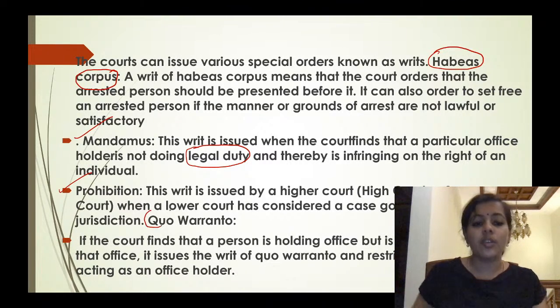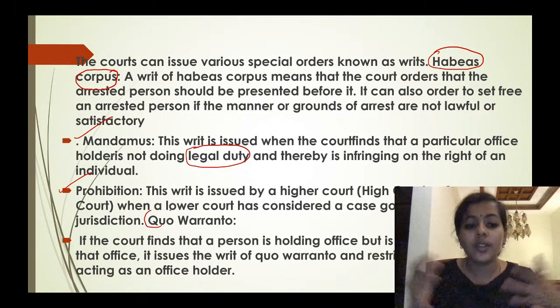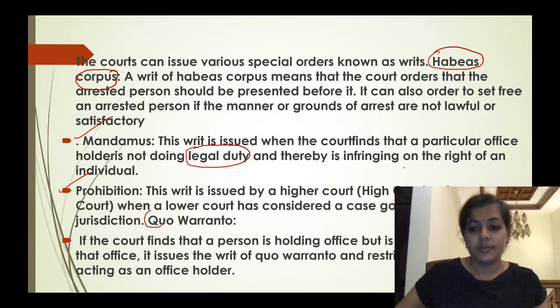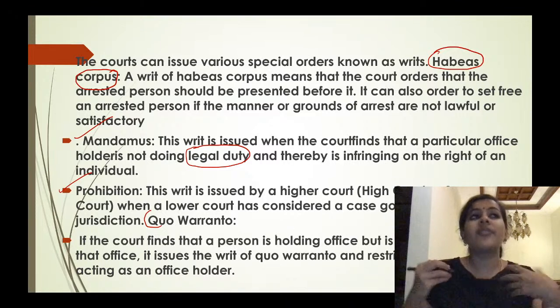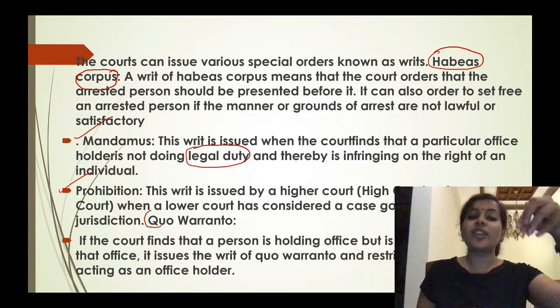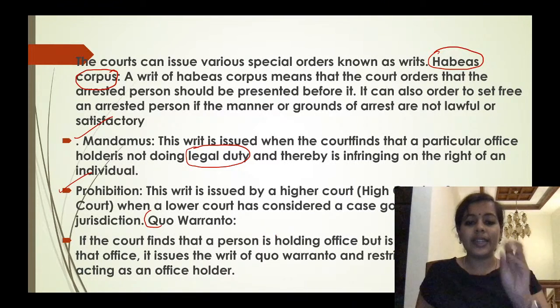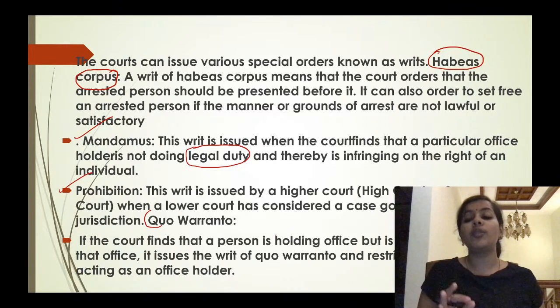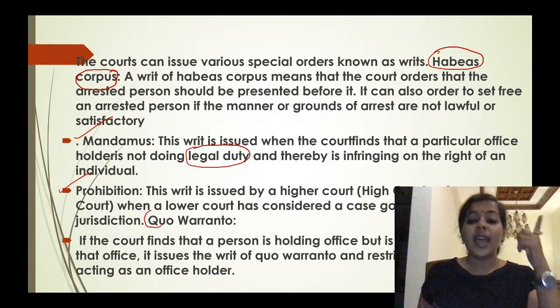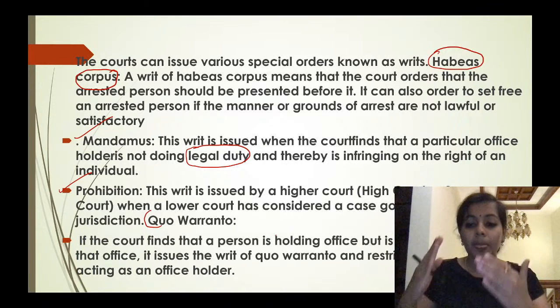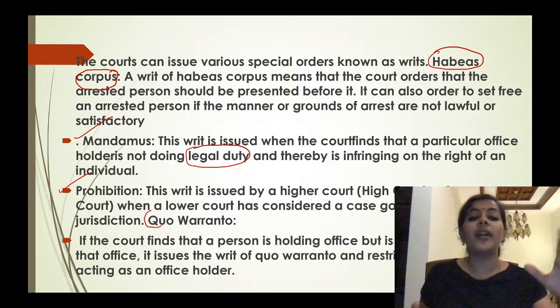Then the next term is quo warranto. What is it? The court finds that some person is holding a particular office, but he is not dignified or not qualified to be in that position. The court can question it and restrict that person from the power. That is known as quo warranto.